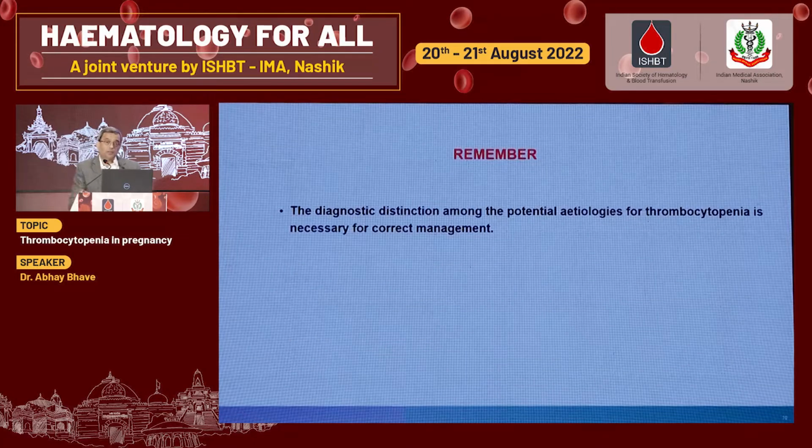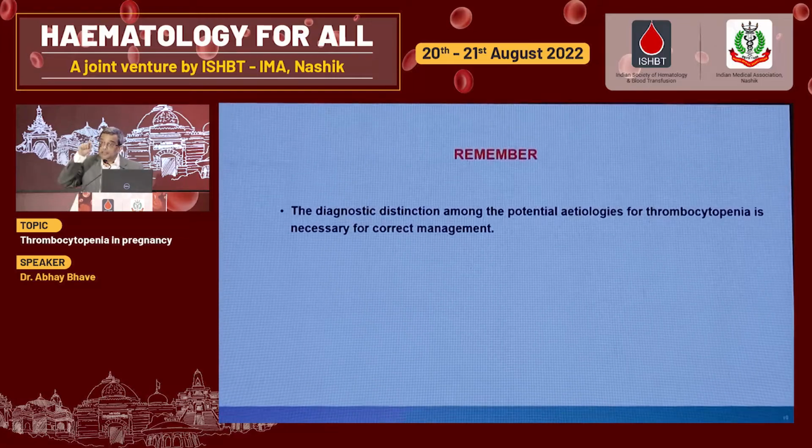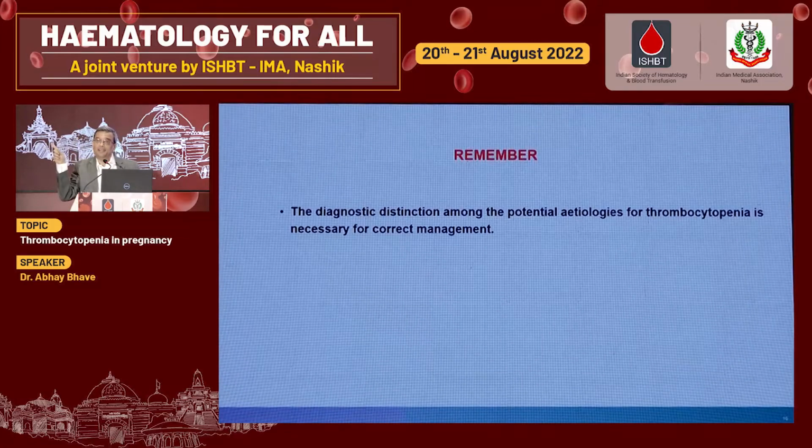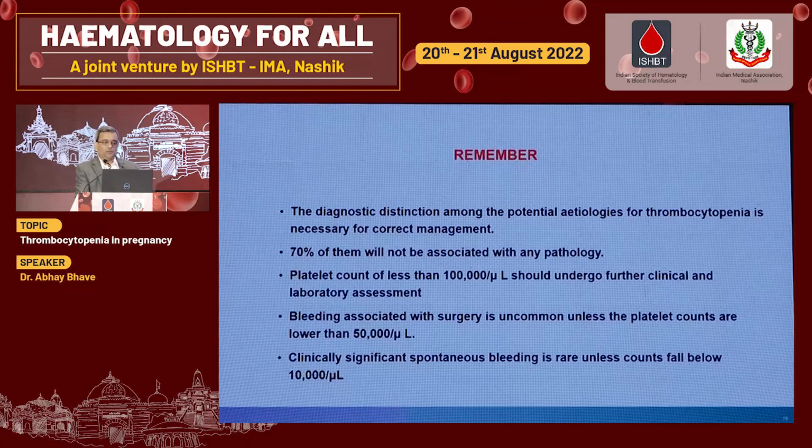Remember, the diagnostic distinction between the potential etiologies for thrombocytopenia is essential for having a correct treatment. If you think gestational and don't do anything about it, then you'll end up with another problem and you'll wonder, why didn't I think of the other issues there? 70% of the times, you're not going to have any major pathology. It's going to be gestational thrombocytopenia. Only if the platelet count is less than 100, please do investigations or refer to a hematologist.